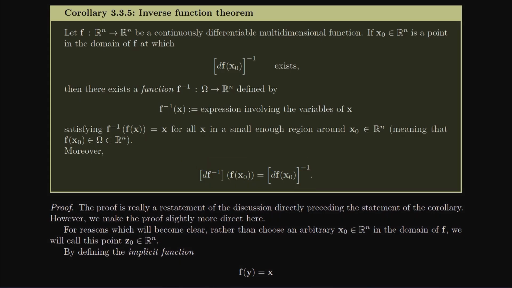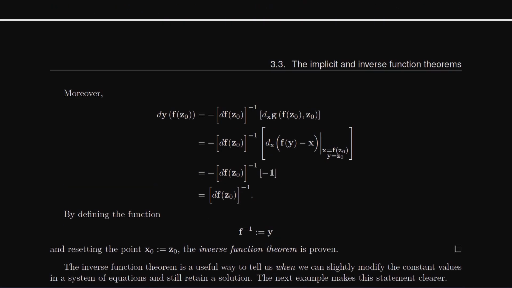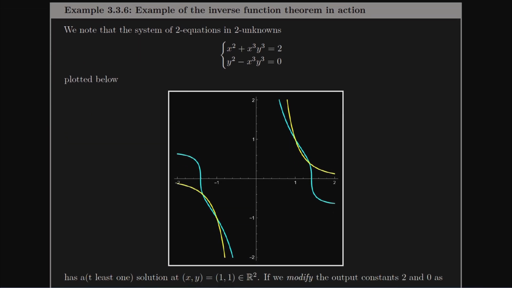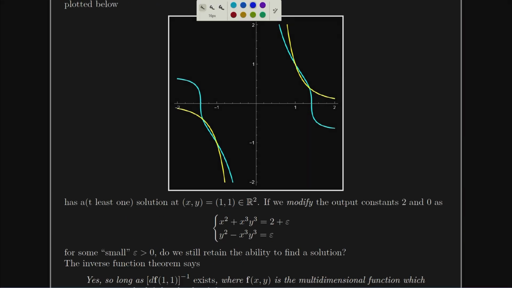It's telling you when an inverse function actually exists. And we can apply it in the following setting. We often apply it to talk about solutions to systems of equations. The big question here is we've got this system of two equations and two unknowns defined by x squared plus x cubed y cubed is equal to 2, and then the second equation, y squared minus x cubed y cubed is equal to 0. We don't necessarily ask whether this set of equations has solutions, because in fact we see that it does. There are 4 of them, and at least one of those solutions occurs at (1, 1) in R squared. That's not actually what we're curious about.